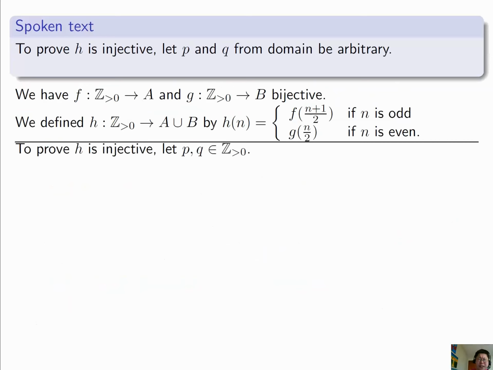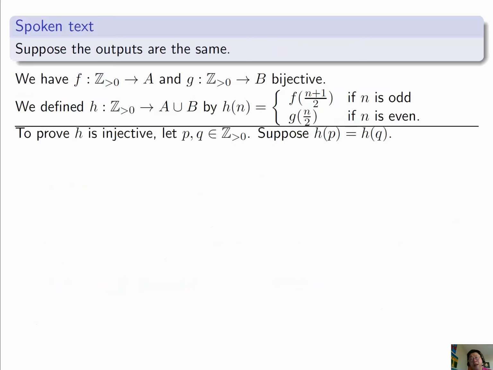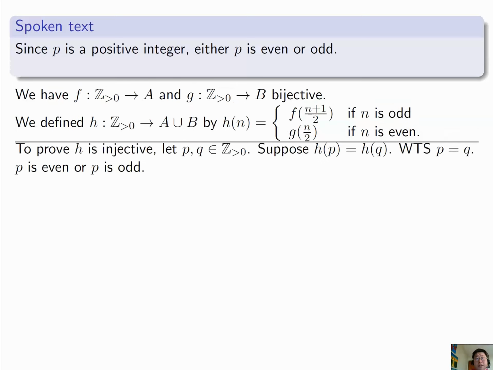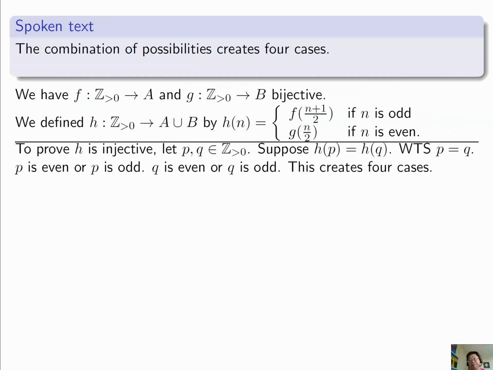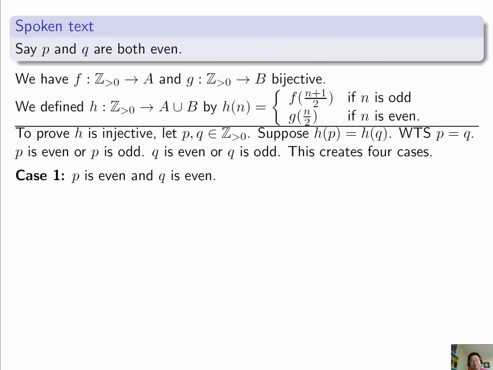To prove h is injective, let p and q from the domain be arbitrary. Suppose the outputs are the same. We want to show the inputs are the same. Since p is a positive integer, either p is even or odd. Likewise, either q is even or odd. The combination of possibilities creates 4 cases.